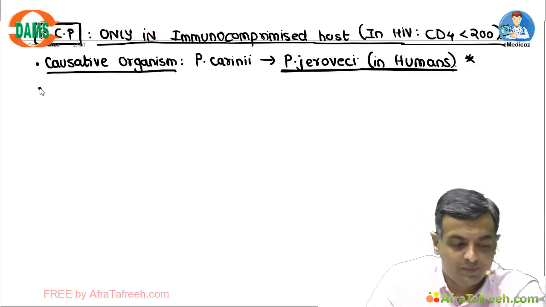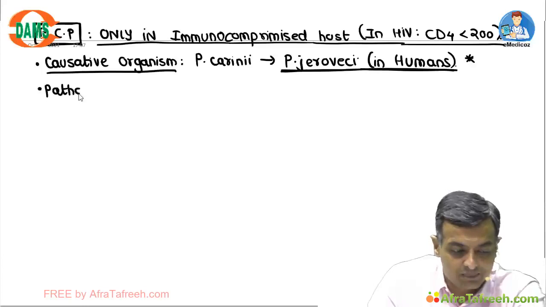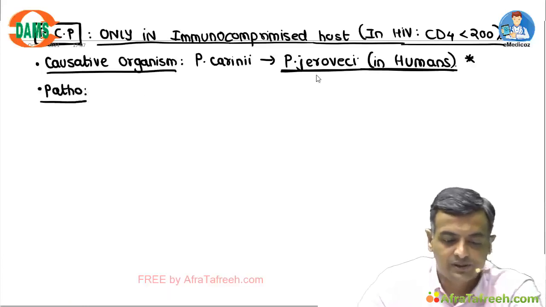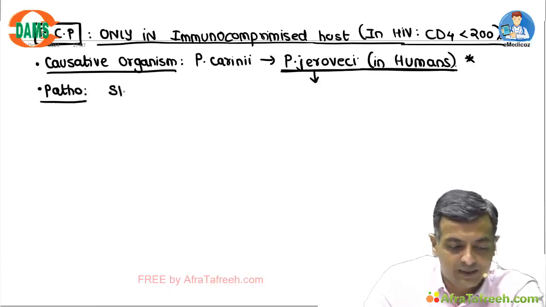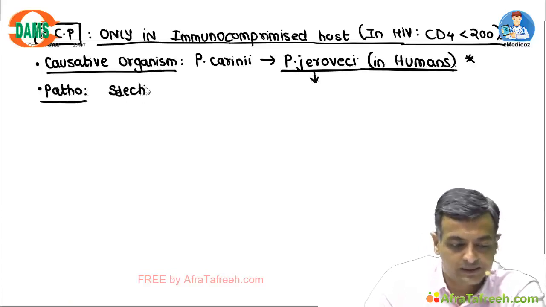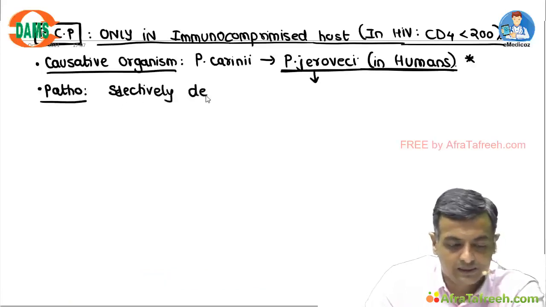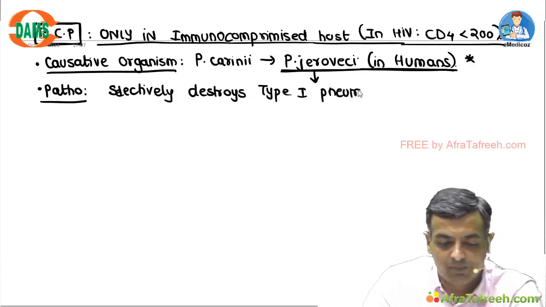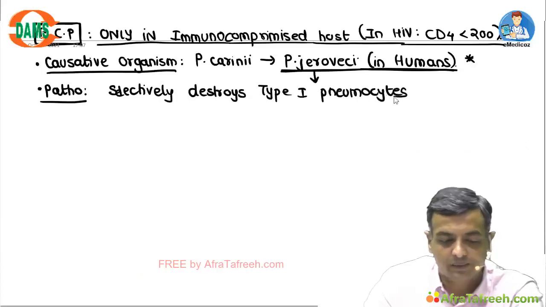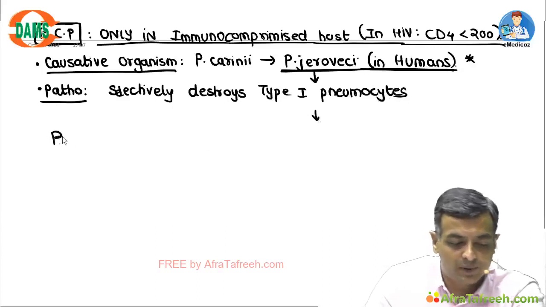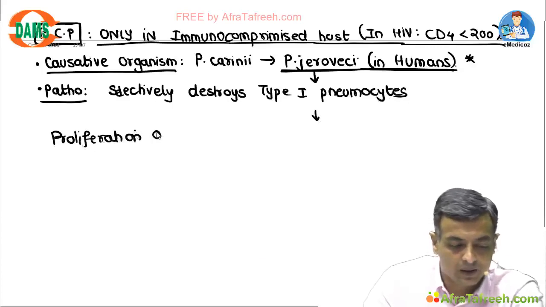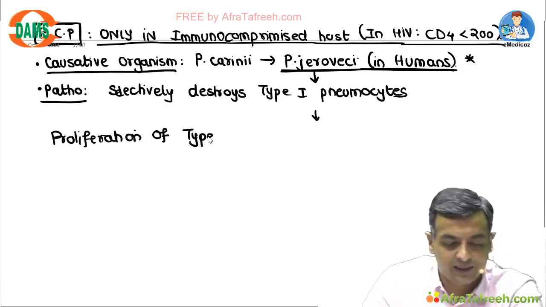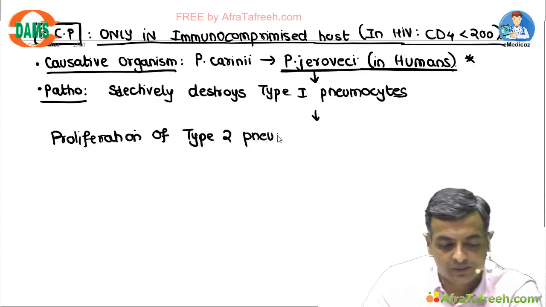The very important point is the pathology. Pneumocystis jirovecii selectively destroys the type 1 pneumocytes, which leads to the proliferation of the type 2 pneumocytes.